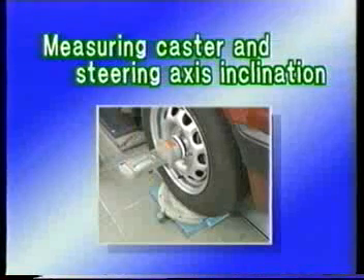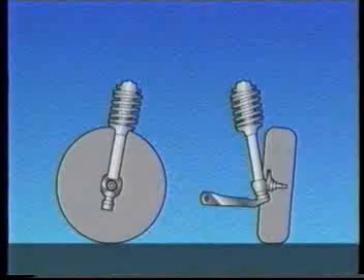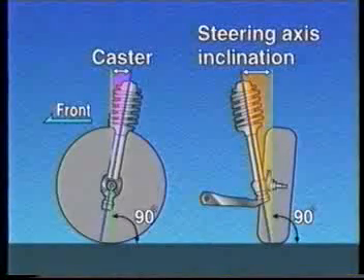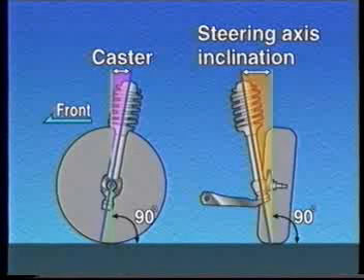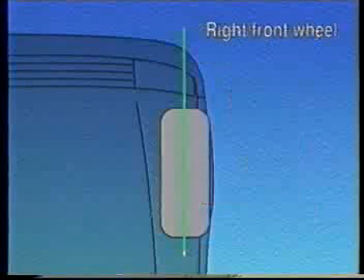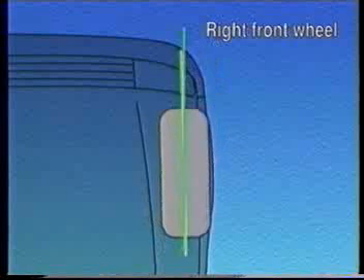Next, measure caster and steering axis inclination. Caster is the inclination of the steering axis as viewed from the side, and steering axis inclination is the inclination as viewed from the front of the car. Measure the angle from both verticals. When measuring the right front wheel, turn the wheel to the right by 20 degrees. Use this as the reference.